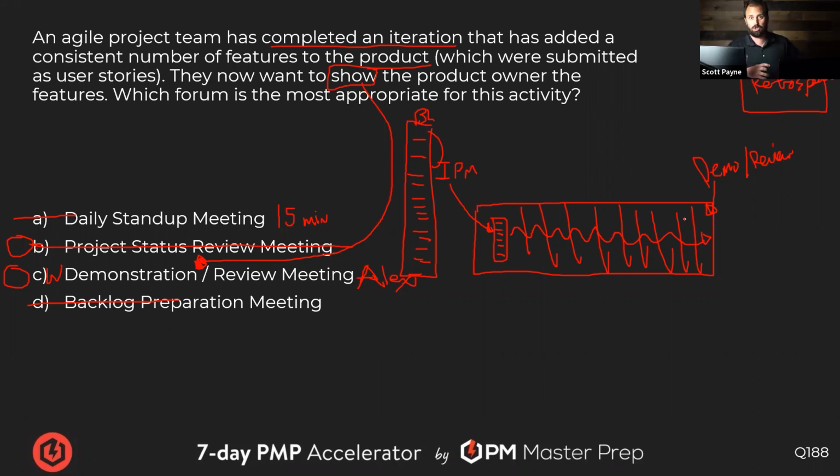We want to show them the things that are completed that they can put their hands on and move around. They say, yes, I like it or not. And they either approve it and it's potentially shippable. It's called an increment at that point. They can release it out to the public.